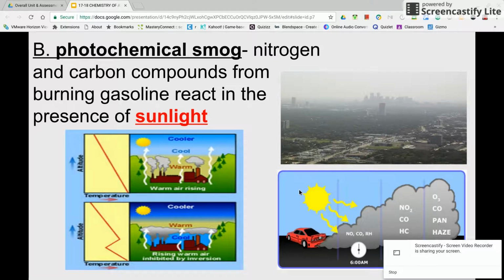Smog is one of those things that can occur when we are putting too many pollutants up into the atmosphere. Smog, if you look at this picture, is something that makes visibility very difficult. And it occurs when the sunlight reacts with those nitrogen and carbon compounds that we place into the atmosphere.